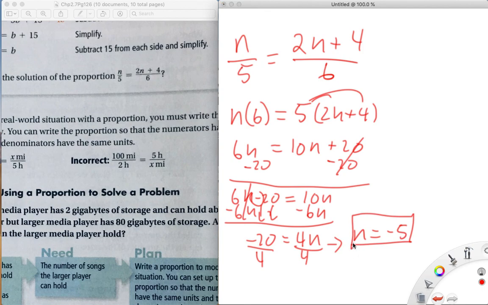Negative 5. I cross multiplied. I did the n times the 6, the 5 times the 2n plus 4. After doing that, then I simplified it. N times 6 is 6n, 5 times 2n plus 4 is 10n plus 20. Then I solved for n, I subtracted 20 on both sides. And then I subtracted 6n from both sides and then divided by 4 to get that n is equal to negative 5.